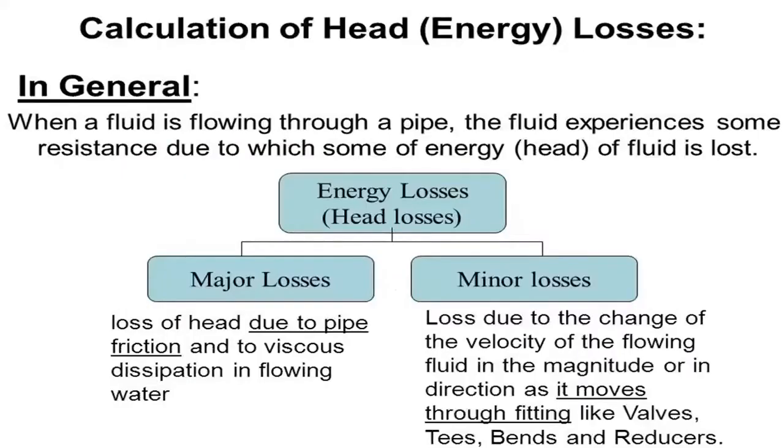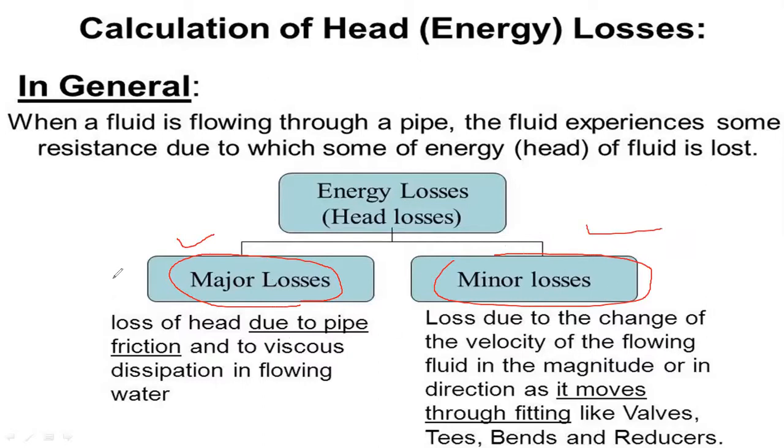Now let's come to some theoretical background about this experiment. The losses in a flow through a pipe are mainly classified into two categories: the major losses and the minor losses. Now we are going to do the experiment on the major losses. Later we'll do the experiment on the minor losses.